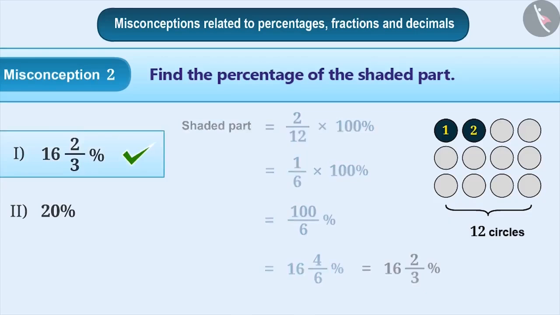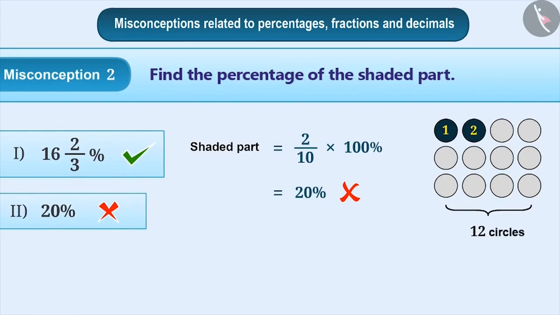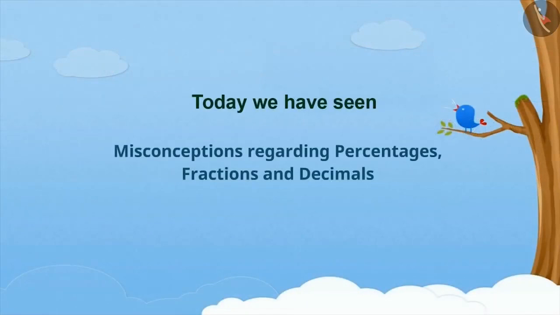Sometimes, while finding percent, students consider the shaded part as the numerator and the part which is not shaded as the denominator. By doing so, they write the fraction for the shaded part as 2 by 10. Then, they convert it into percentage by multiplying it with 100, due to which the result obtained will be 20%, which is incorrect. Therefore, option 2 is incorrect. Today, we have seen misconceptions regarding percentages, fractions, and decimals.